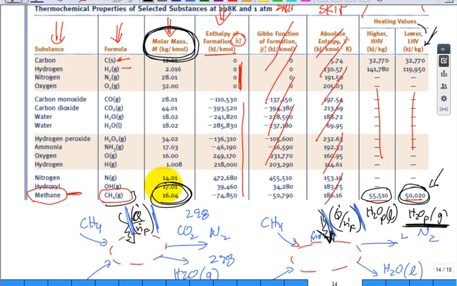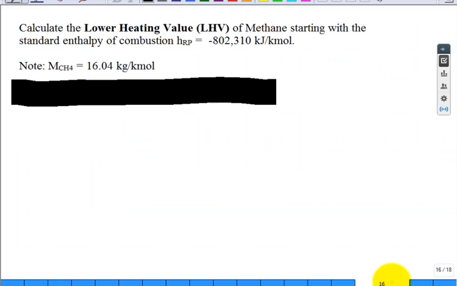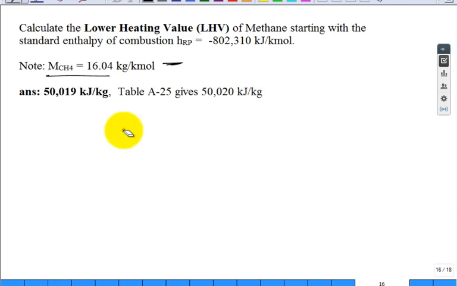How do you go from the standard enthalpy of combustion to the lower heating value? Divide by the molar mass. And so, let me show that right here. So you use the molar mass of 16.04. You take our standard enthalpy of combustion, you divide it by the molar mass, and you get this number, which is essentially the same number in our table for the lower heating value of the fuel.